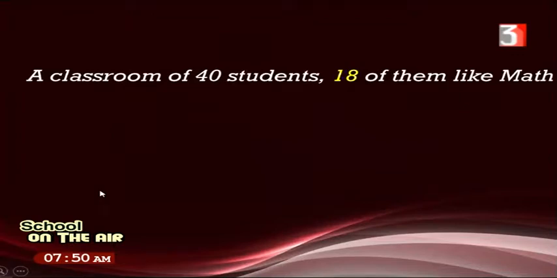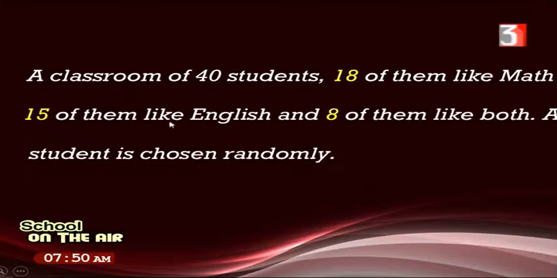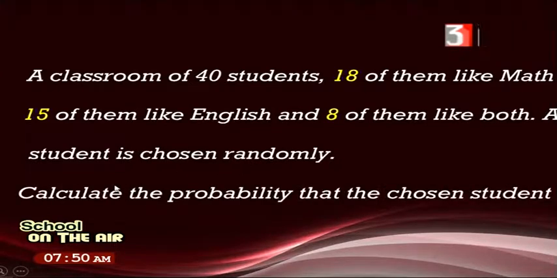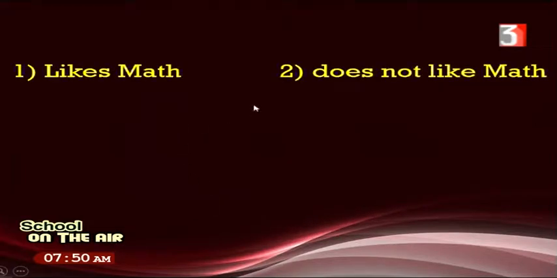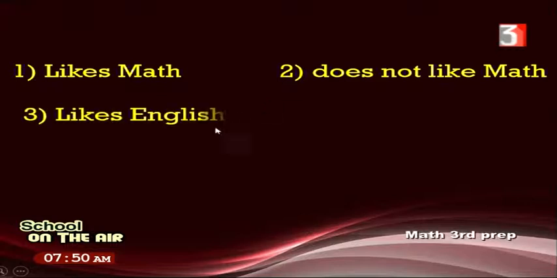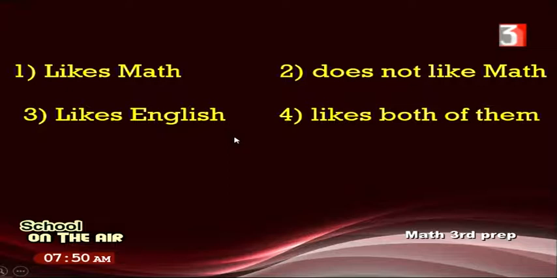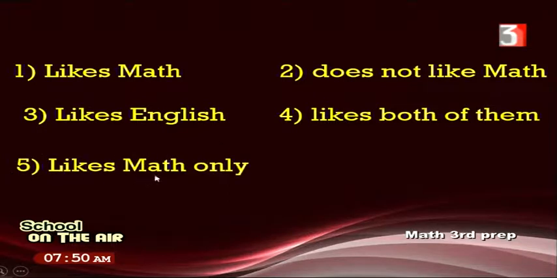For example, a classroom of 30 students. 18 of them like math, 15 of them like English, and 8 of them like both. A student is chosen randomly. Calculate the probability that the chosen student: first, likes math; second, doesn't like math; third, likes English; fourth, likes both; fifth, likes math only.